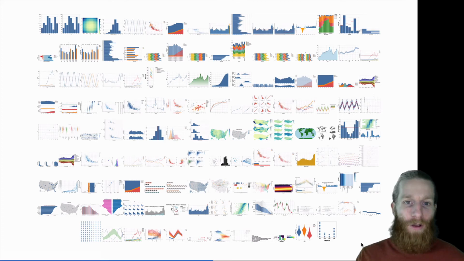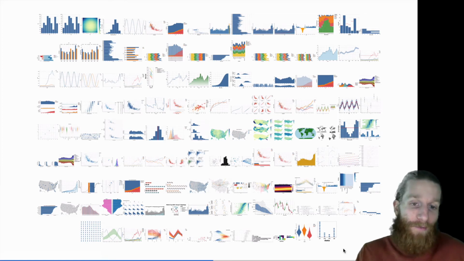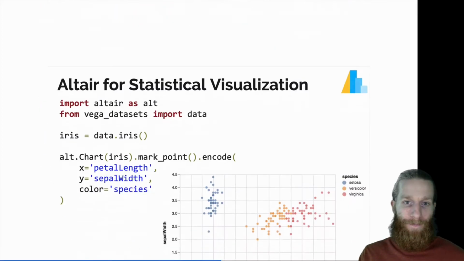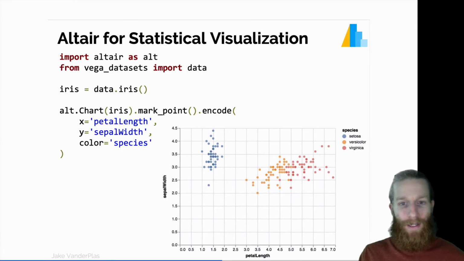So these are all the different things you could build in Altair. And really the answer is, you could build anything. So what does this look like? Let's take the same plot that we did in Matplotlib before, and here's what it looks like in Altair. So import Altair as alt, Vega datasets as data. This is the whole thing.